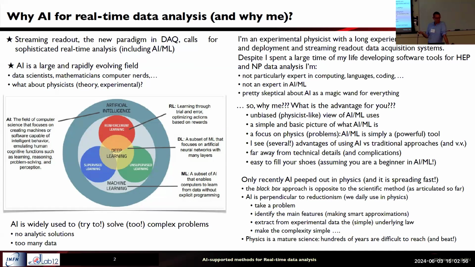So, again, why am I going to give you an AI talk, and what is the advantage for you? I'm an experimental physicist, so my main focus is not data science, it's physics, experimental physics, detectors, and the physics behind that, to try to understand nature's laws. And I'm not particularly expert in coding, in programming, or in AI and machine learning tools. And I'm also a little bit skeptical about AI.